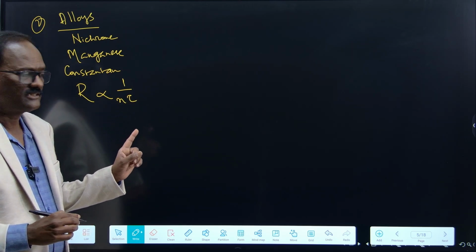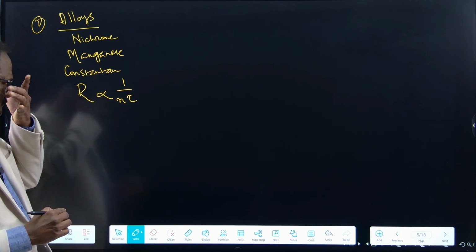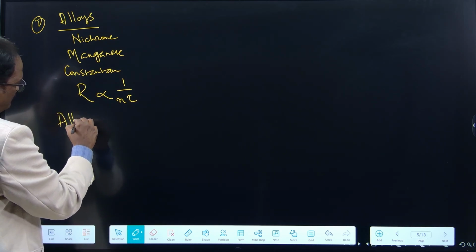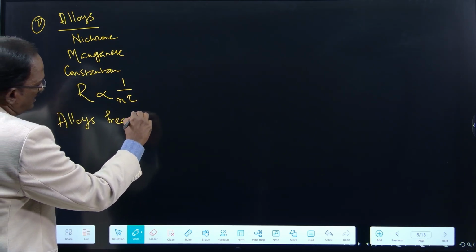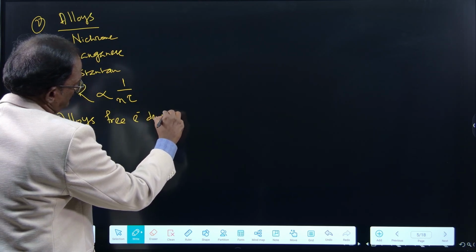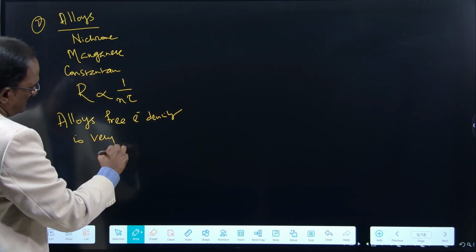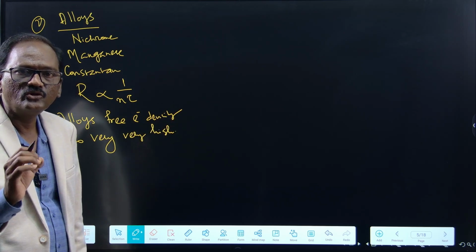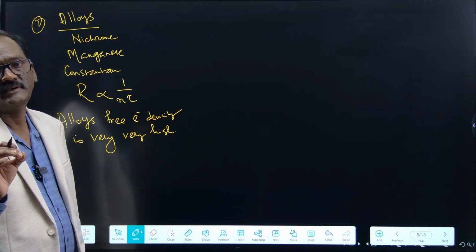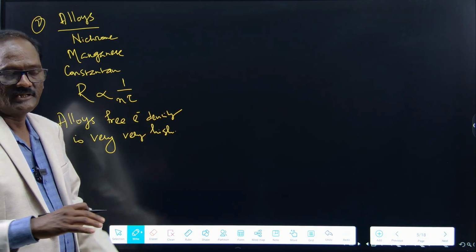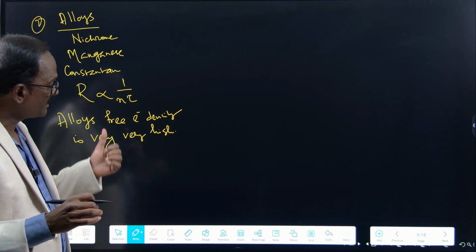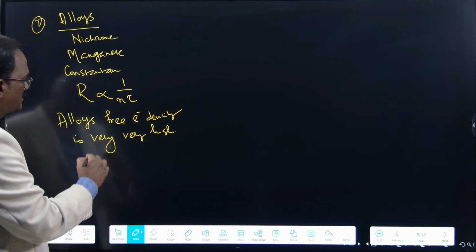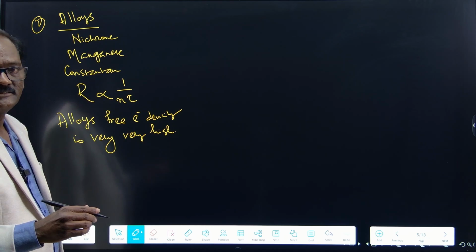Let us see what is happening to N and what is happening to tau. So here, in alloys, the free electron density is very, very high. That means you cannot neglect it. In the case of metals, we simply neglected it because it is not giving any appreciable amount. But here you cannot neglect it. In alloy, it is very, very high. N cannot be neglected. So both N and tau are acting.